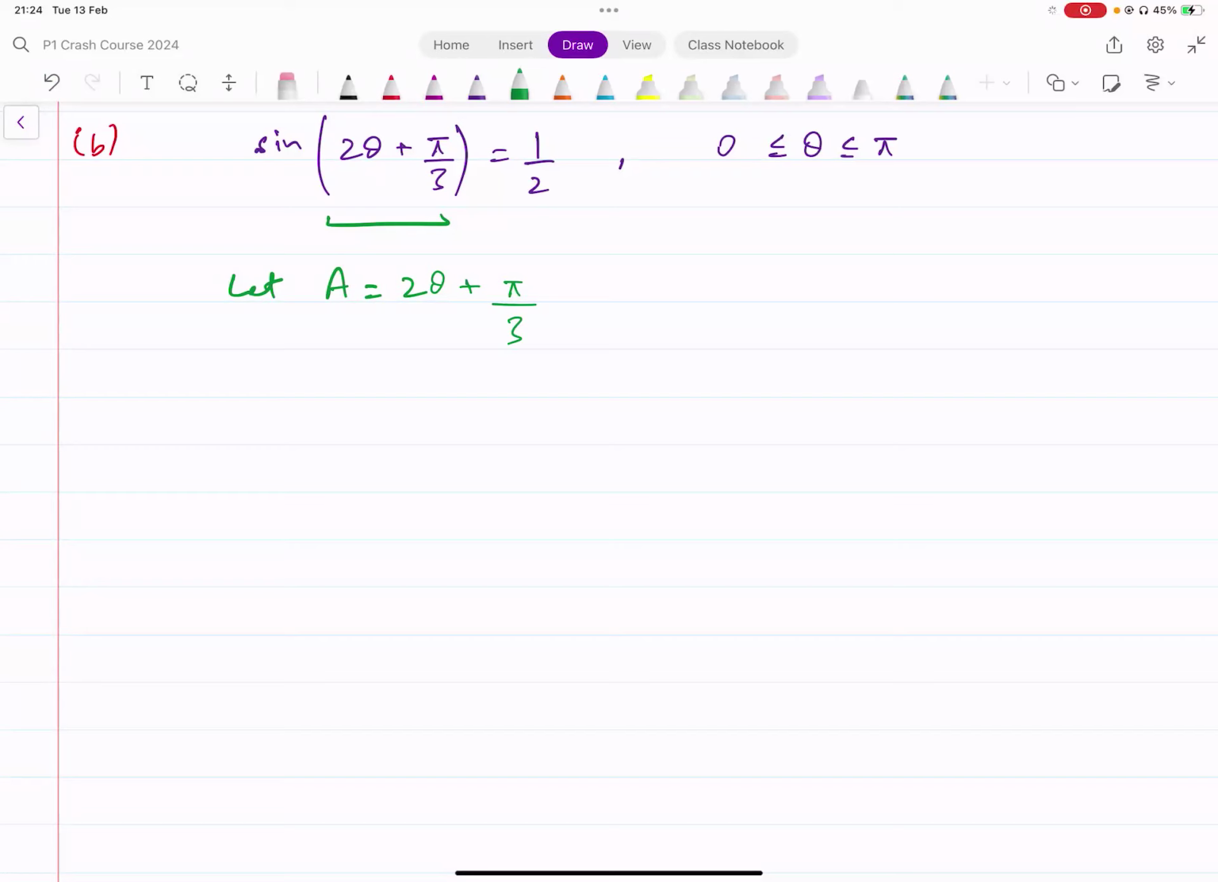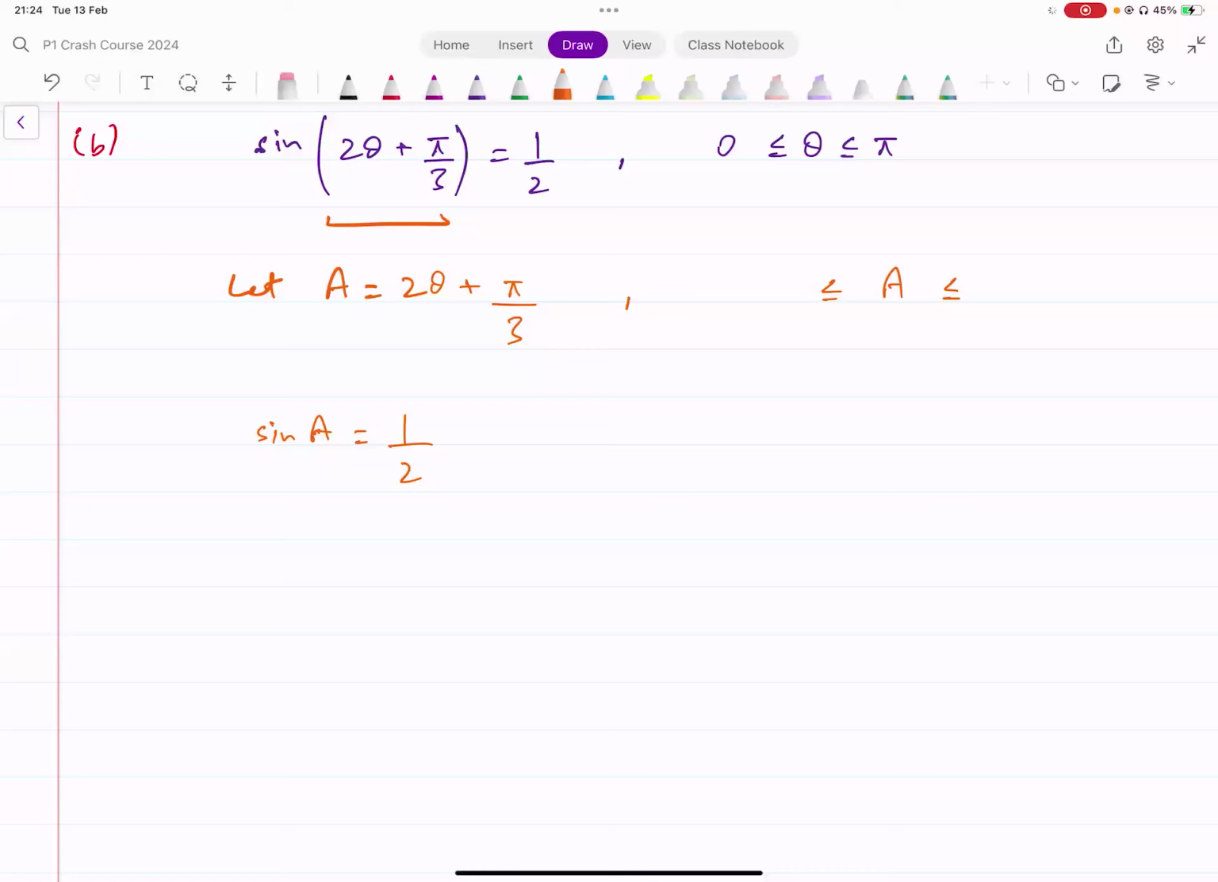And now we also have to adjust the interval. So this equation would actually become this after using substitution. It becomes sine of A equals 1 over 2. It's just as straightforward as this now, right? Sine A equals 1 over 2. However, you also have to adjust the interval.